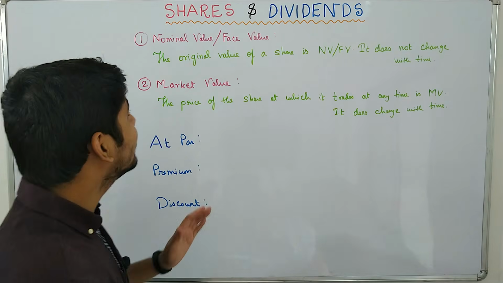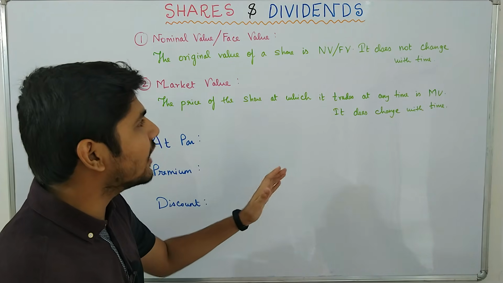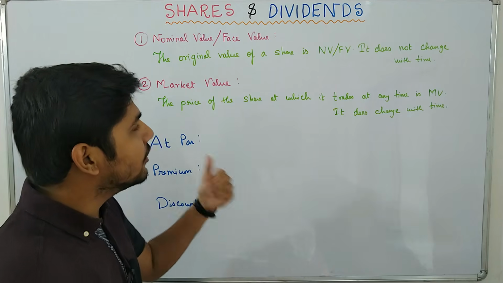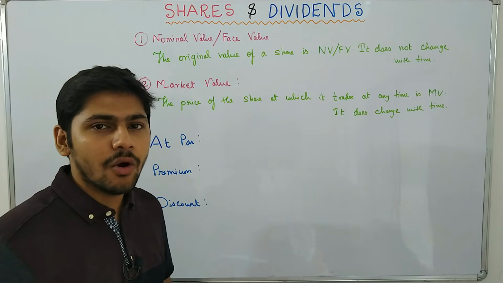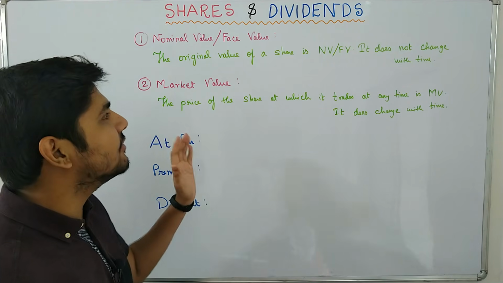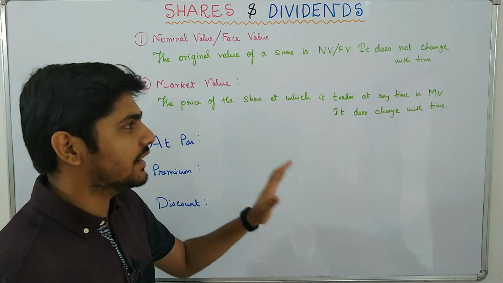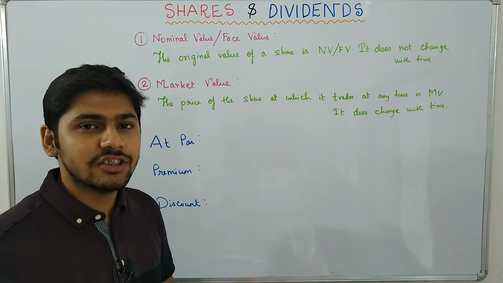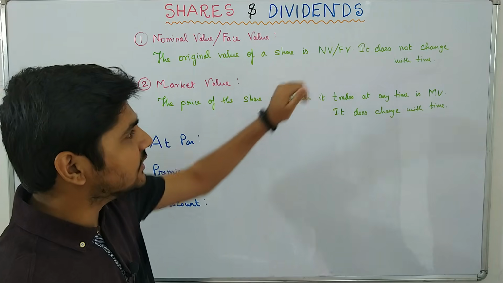First, we have nominal value or face value. The original value of a share is NV or FV. It does not change with time. So what is nominal value? Nominal value is the price of the share which is decided by the company when the company brings the share in the market. That means nominal value is a fixed price of the share decided by the company. So keep in mind that the nominal value of a share does not change with time. It is represented by NV or FV, which is face value.